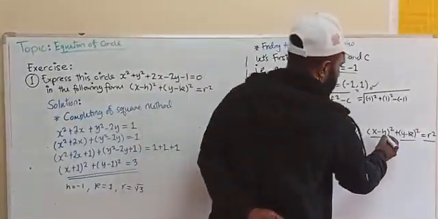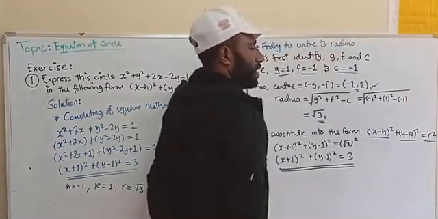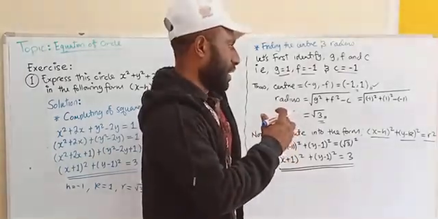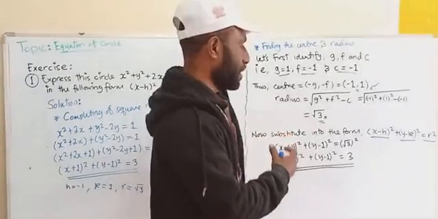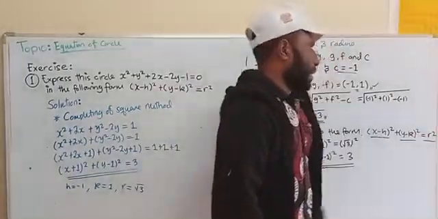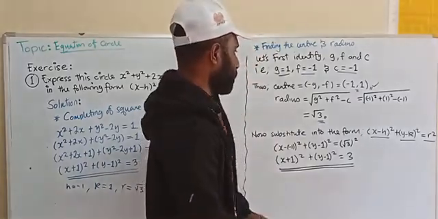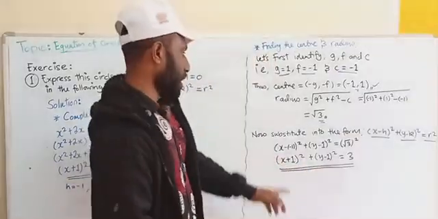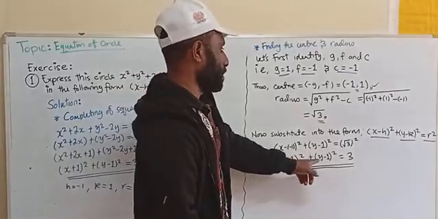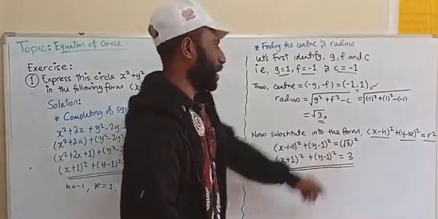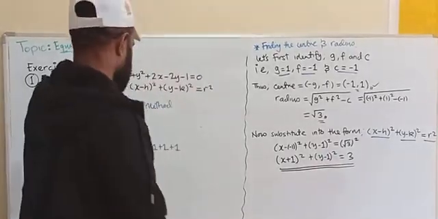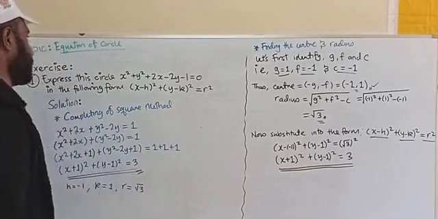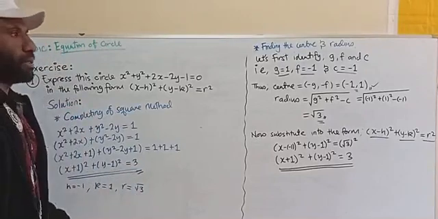Knowing that h and k give us the x coordinate and the y coordinate of the center of the circle respectively, and r gives us the radius, we just substitute into this form and we get our equation (x plus 1) squared plus (y minus 1) squared equals 3. You can see that it is the same as when we used the completing the square method.